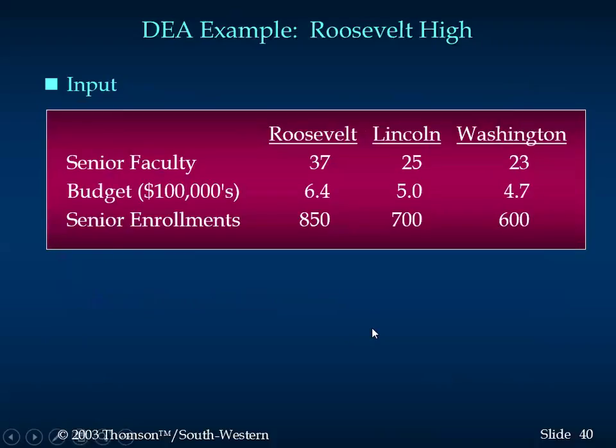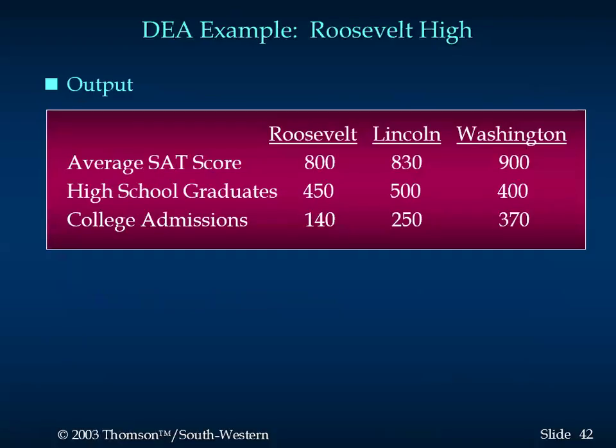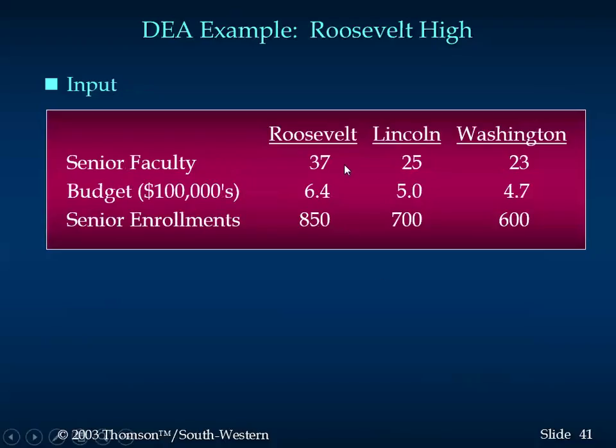Okay, now this is the data. So these are the inputs, for Roosevelt, Lincoln, and Washington. As you can see, Roosevelt seems to have higher inputs. Do you observe? 37 faculty, 6.2 budget, 6.4 budget, and a larger number of enrollments. But what is their output? Output doesn't seem to be much more than the other two. So clearly Roosevelt seems to be inefficient, right? You can see, no? The inputs are much higher.